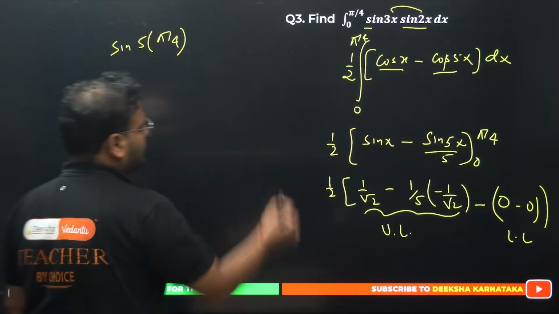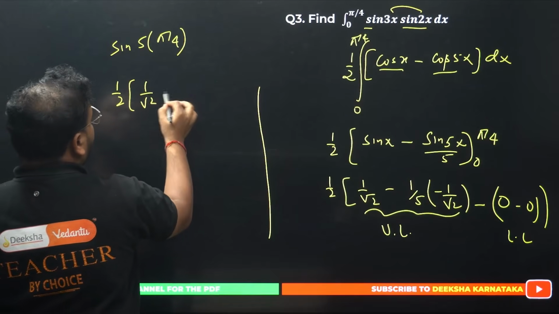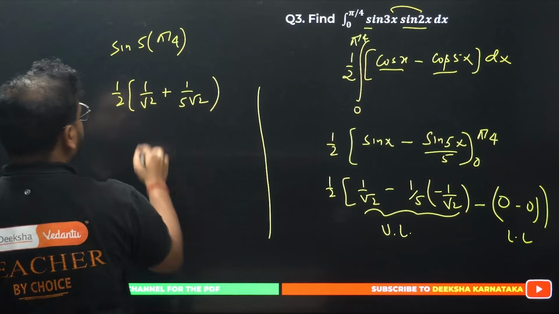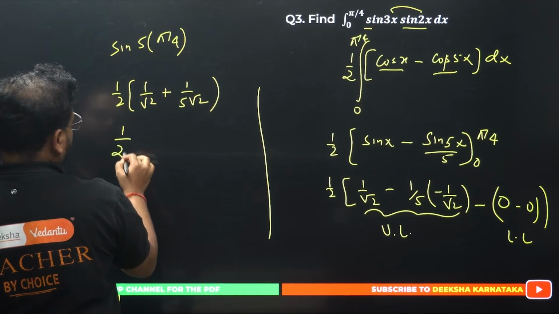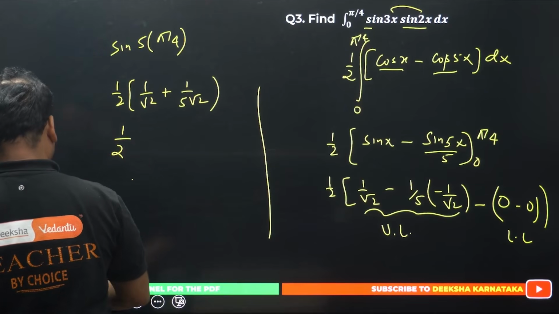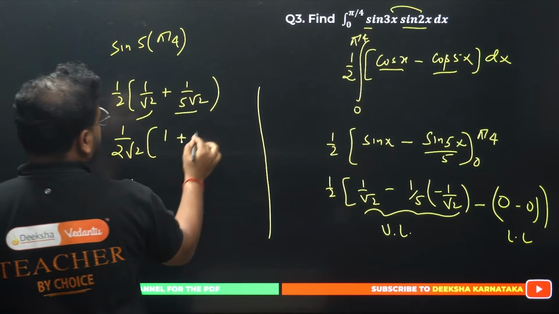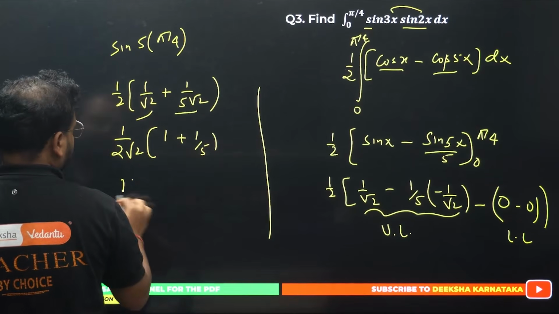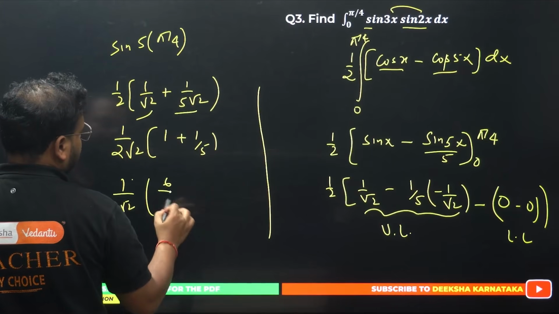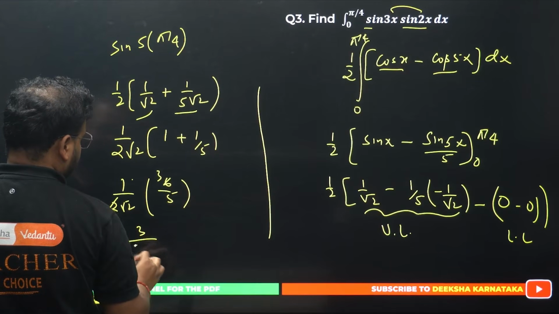Okay, let's continue. I'm getting here 1 by 2 outside, 1 by root 2 plus 1 by 5 root 2. Taking the LCM, I take 2 root 2 outside, as root 2 is common. So I get 2 root 2 over here, and root 2 is taken common. I get 1 plus 1 by 5. How much is this? It becomes 1 upon 2 root 2, times 5 plus 1, 6 by 5, right? My answer, after cancelling, is 3 by 5 root 2, no?